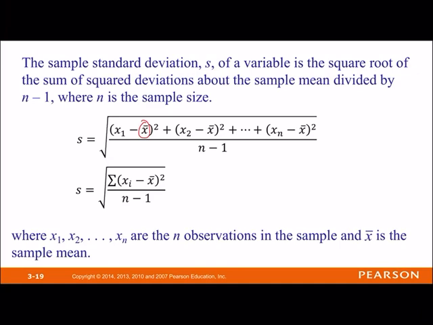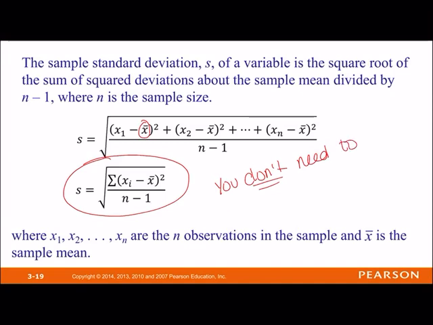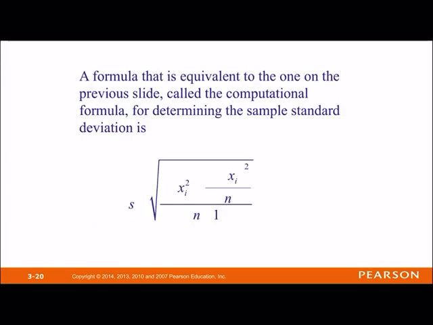Okay, and again, this is the formula that we're going to be using in the end. Be careful of your order of operations again. And once again, you don't need to memorize this. You just need to know how to use it. Okay, so x sub 1, x sub 2, x sub n are all the n observations in the sample. And again, x with the bar is the sample mean.